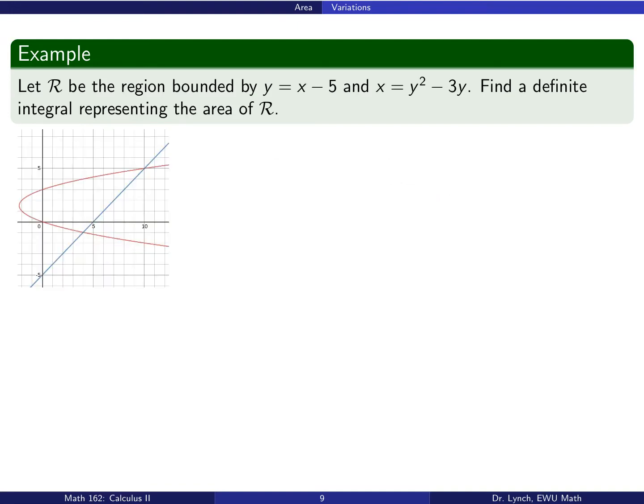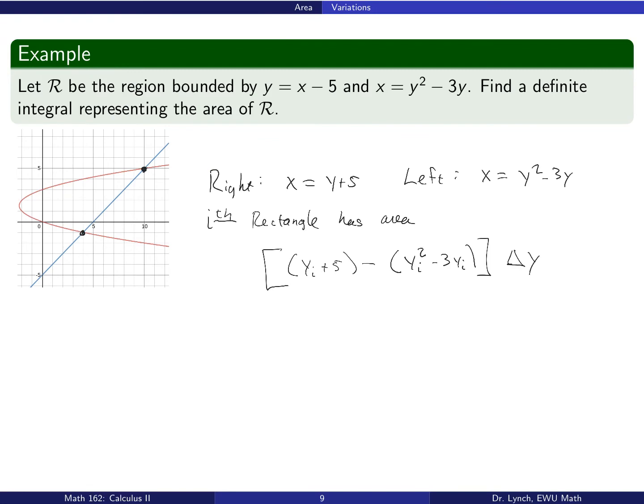So I'll do that here, expressing the graph on the right, the line, as x equals y plus 5. And then, of course, the other graph, the parabola, is already in terms of y. So again, thinking about dividing some interval up into subintervals of thickness delta y, the area of the ith rectangle is going to be y sub i plus 5 minus the quantity y sub i squared minus 3y sub i times delta y. Add up those n rectangles, let n go to infinity.